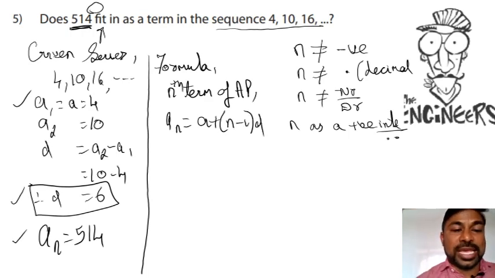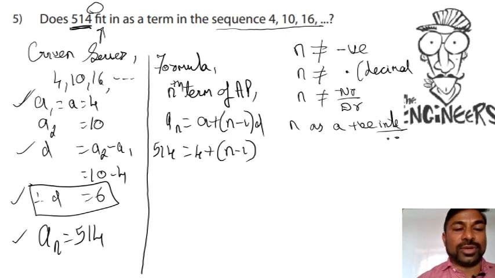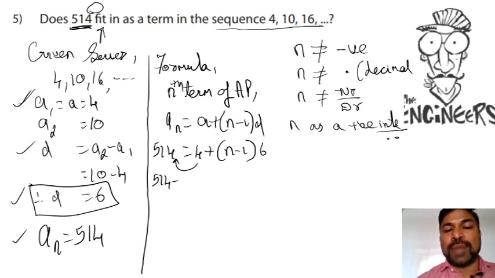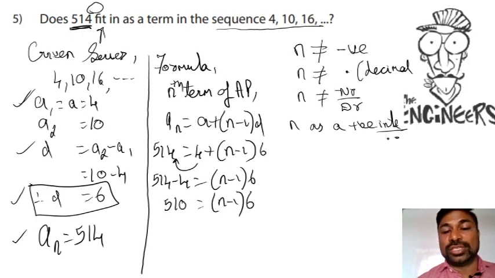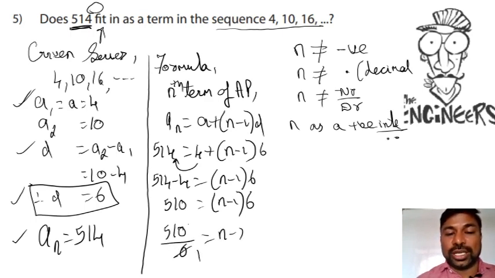Now just now we got an is nothing but 514, a is 4, and d we got as 6. Now let's transpose plus 4 to the other side. 514 minus 4 equals n minus 1 into 6. Straight away we get 510 equals n minus 1 into 6. Please remember, we are isolating, trying to find the position or the roll number. Let's divide by 6. It goes 6 8s 48 and 6 5s 510.